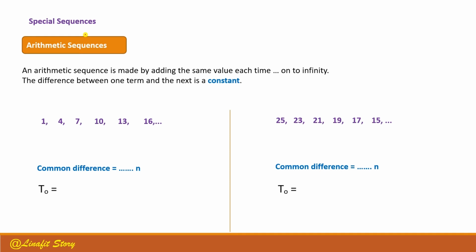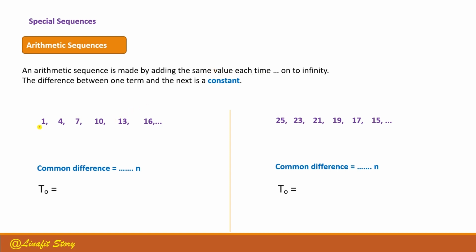Spatial sequences. Numbers can have interesting patterns. Now let's look at some spatial sequences and their rules. An arithmetic sequence is made by adding the same value each time on to infinity. The difference between one term and the next is a constant.